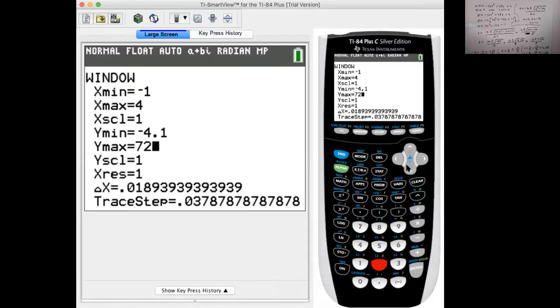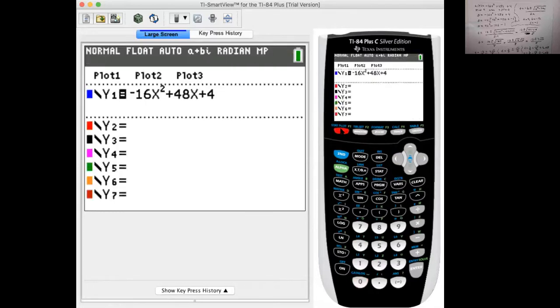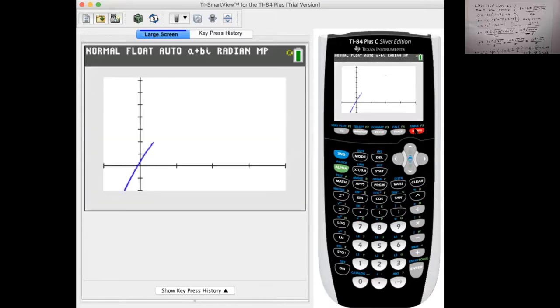And I want to have some min at a similar kind of scale, so maybe I'll go, whoops, that's the wrong button. Negative button is here. Maybe I'll go negative 20 to 72. And we'll make that scale 10. So up the y-axis, every tick mark is 10. And let's see if we can identify that parabola in this window. So again, we put in negative 16x squared plus 48x plus 4. And here is the parabola on the window. And that looks pretty good.